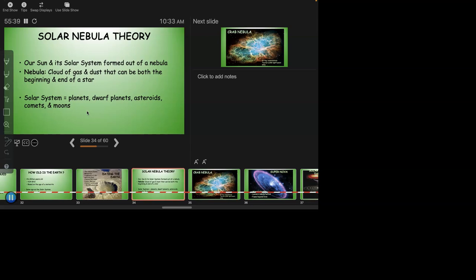So what's a nebula? A nebula is a cloud of gas and dust that can be both the beginning and the end of a star. It's a stellar graveyard, it's a stellar nursery. And as I said, it is our sole argument for barging on ahead and talking about cosmology, possibly in the next lecture.